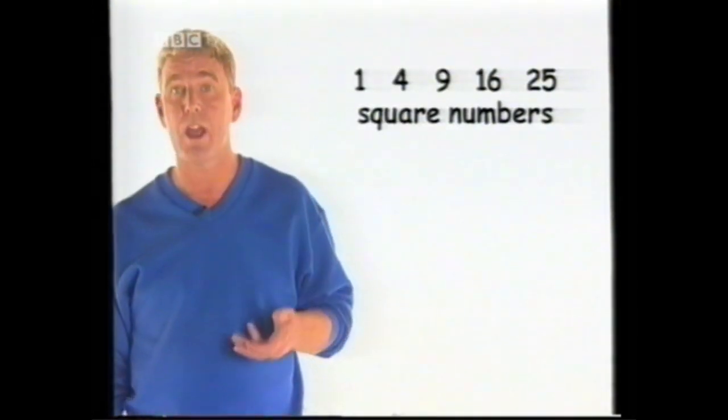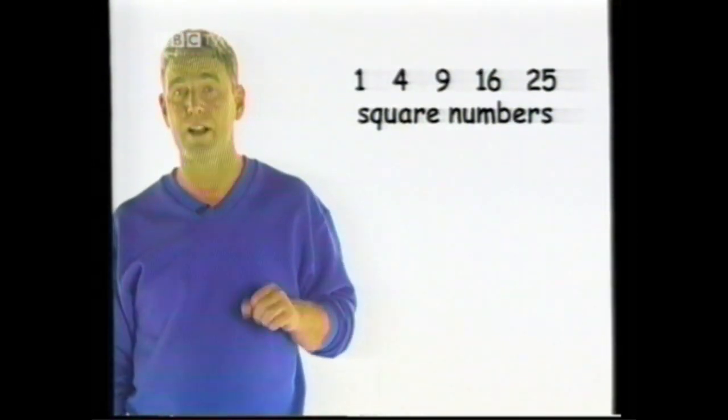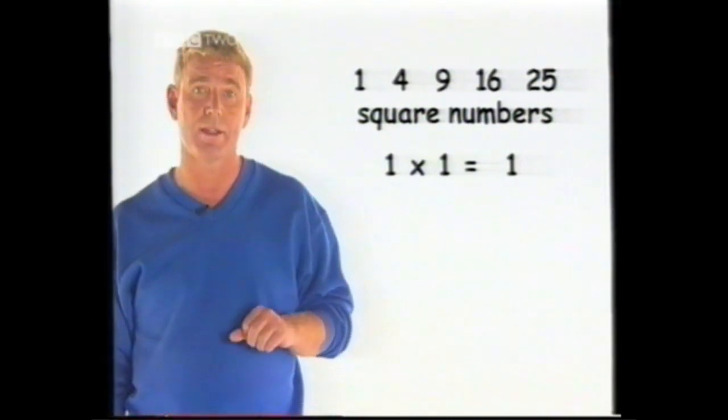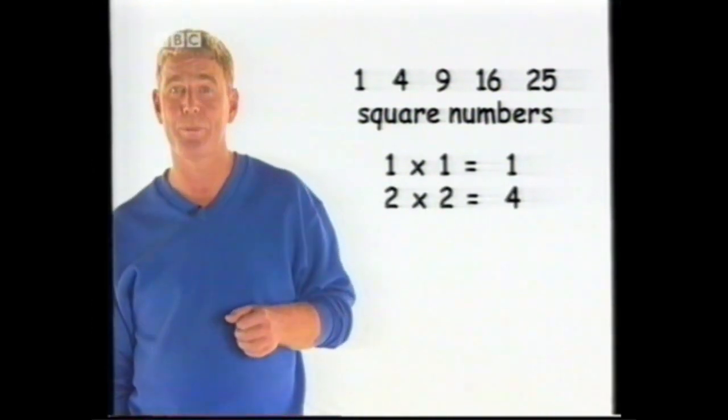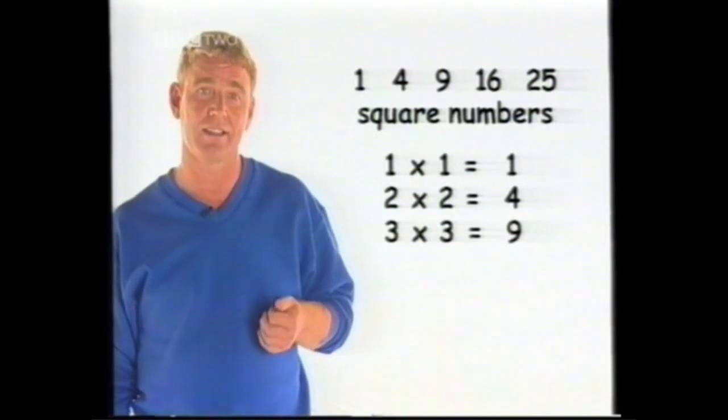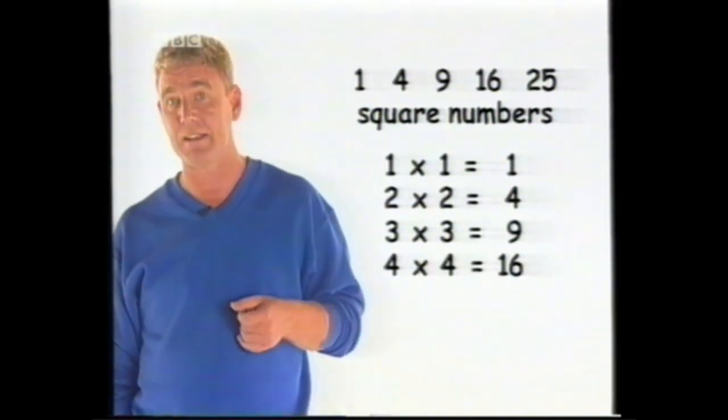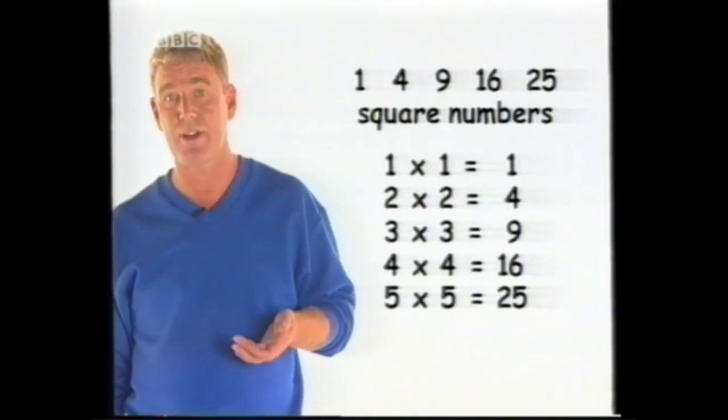And you get a square number when you multiply a number by itself. 1 times 1 is 1. 2 times 2 is 4. 3 times 3 is 9. 4 times 4 is 16. 5 times 5 is 25.